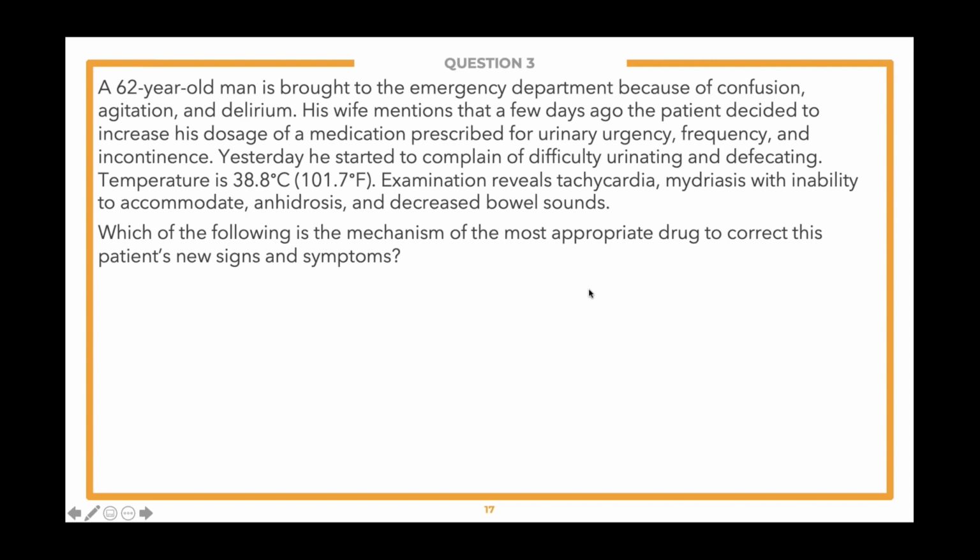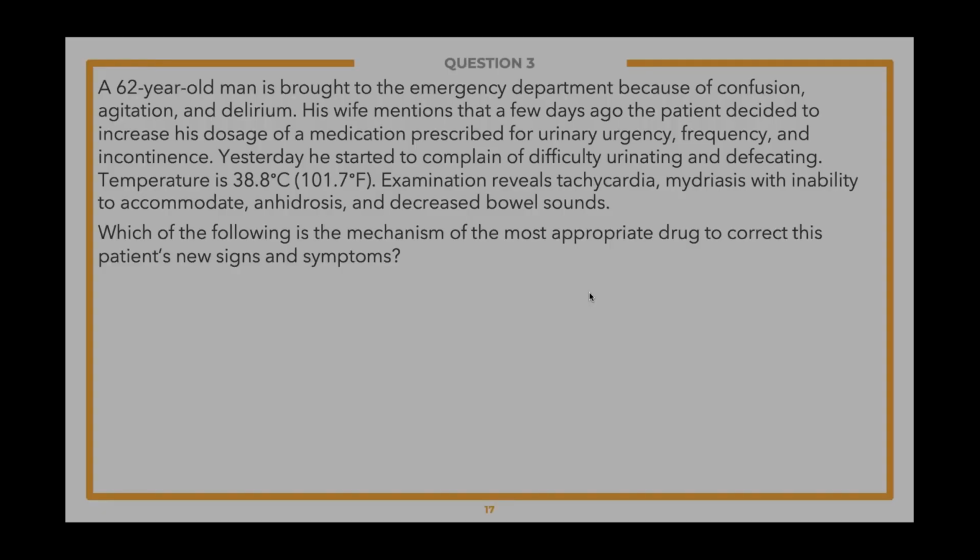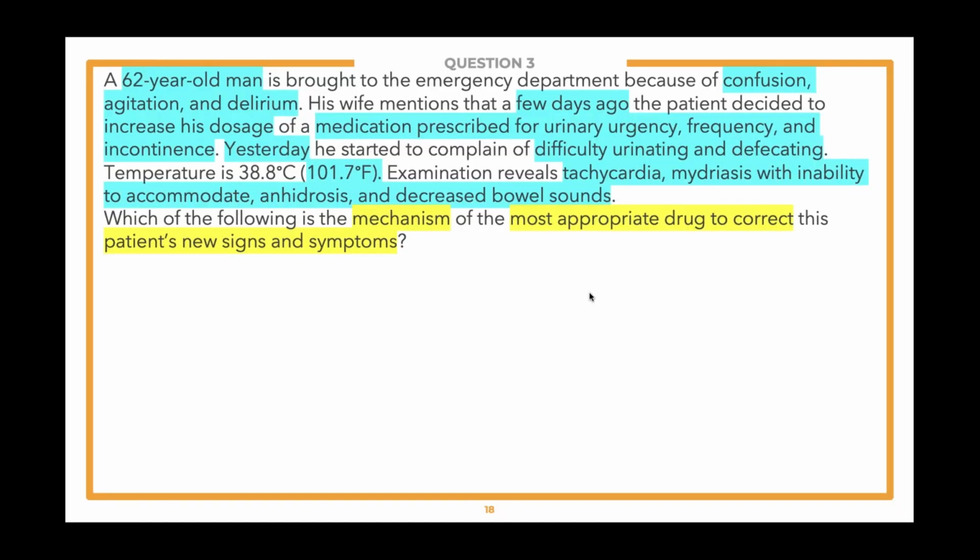Well, thank you, Jeff. So we're going to go ahead and show you what we think are the most important parts of this question. Once again, demographic information, 62 years old, right? He's in the ER, so it's important to note that. That means it's acute. Got confusion, he's agitated, got some delirium. And a few days ago, he increased the dosage of a medication that was given for urinary urgency, frequency, and incontinence. So we're trying to fix this urinary urgency, trying to fix the frequency, trying to fix his incontinence, but he increased the dosage, and now all of a sudden, he's having difficulty urinating and defecating.